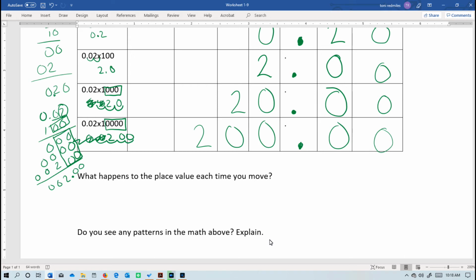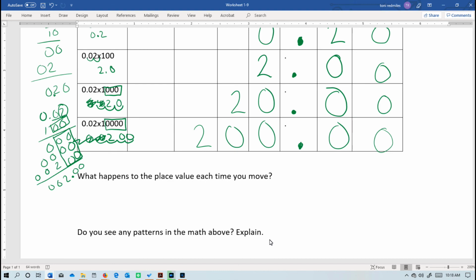Do you see any patterns with the math? Well, I would put something along the lines of if I multiply by a factor of 10, I'm moving the decimal the amount of zeros in that factor. So if I'm multiplying by 100, I'm moving the decimal 2 places because there are 2 zeros in that factor. Okay, so something along those lines, written in your own words will work.